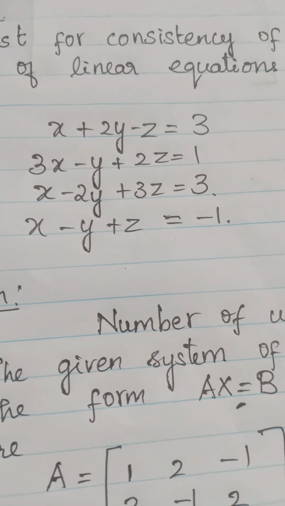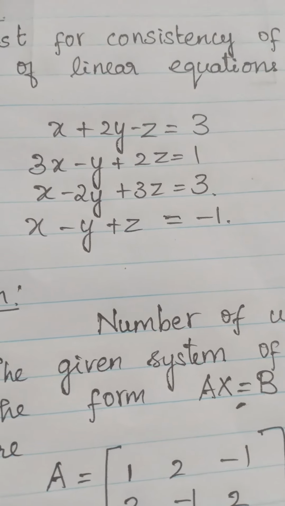To make it 0, the change I need to do is R2 changes as R2 minus 3R1. So I multiply the first row by 3 and then subtract it from R2. So 3 minus 3 will give you 0. Minus 1 minus 6 will give you minus 7. Then next one, 2 plus 3, you will get 5. And here 1 minus 9 is minus 8. Now the second row is over.